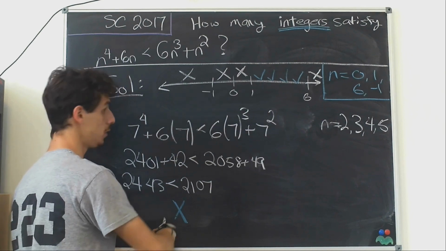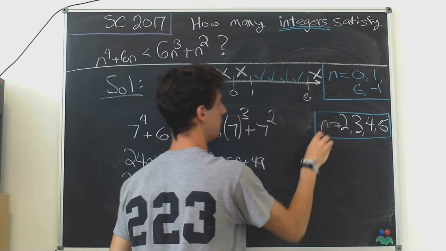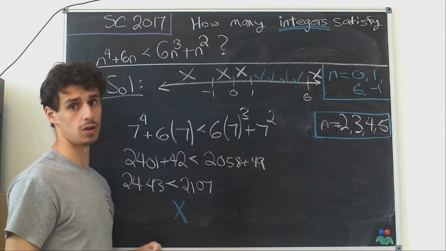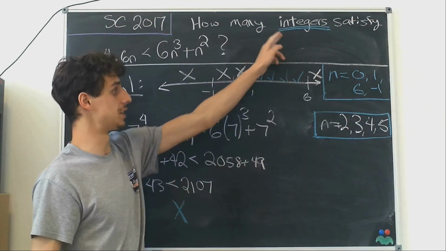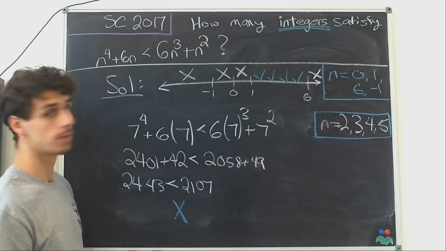So our only solutions are n equals 2, 3, 4, and 5. And any real number between 1 and 6 would also work. And we also didn't check these ranges because we're looking for only integers here. So these are our only integer solutions for n. And that's enough for now.